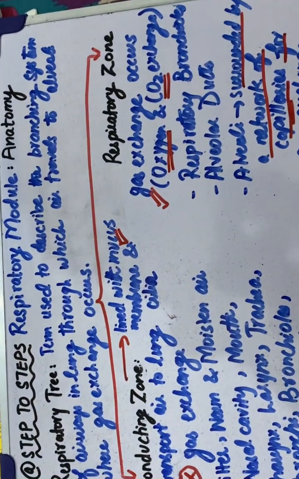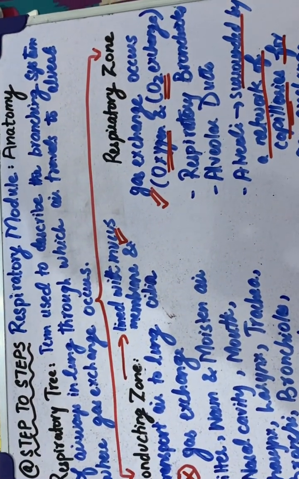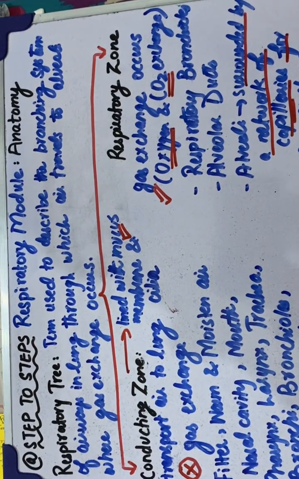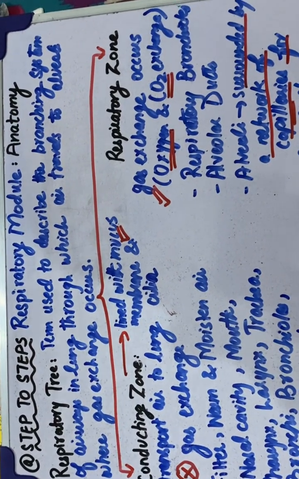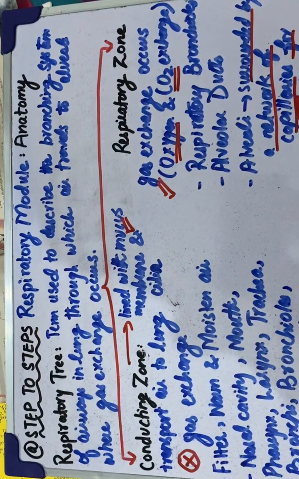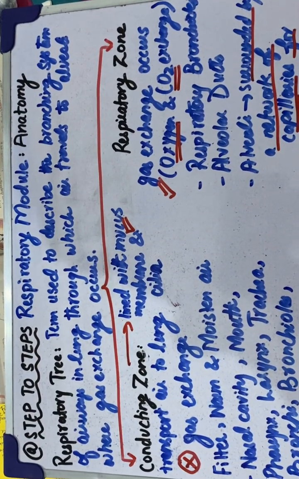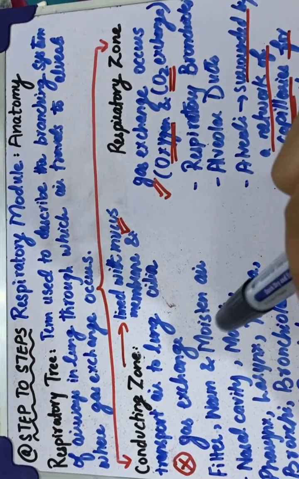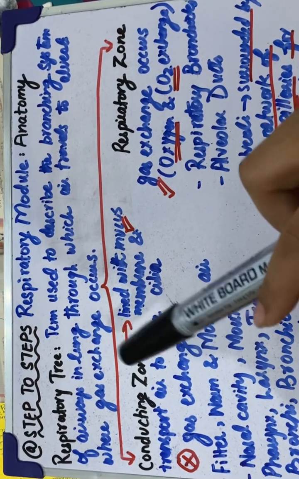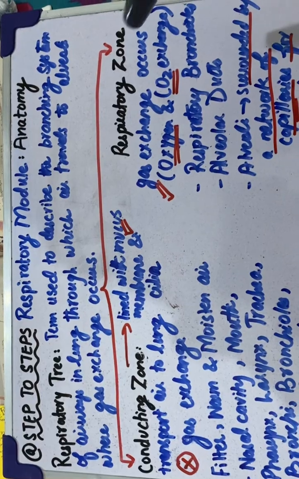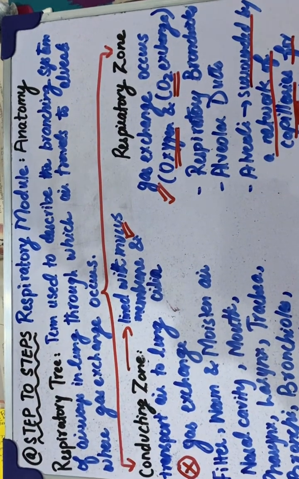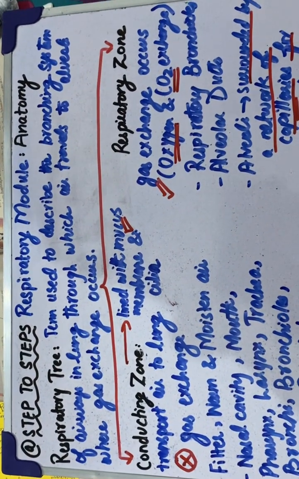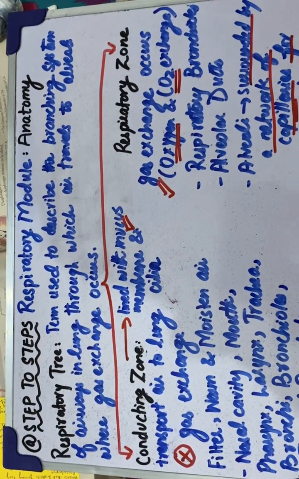Basically, the respiratory tree is a term used to describe the branching system of the airways in the lung through which air travels to the alveoli from the external environment and the gas exchange occurs. The respiratory tree consists of two zones, particularly the conducting zone and the respiratory zone, both of which act together to give the body optimal oxygen.